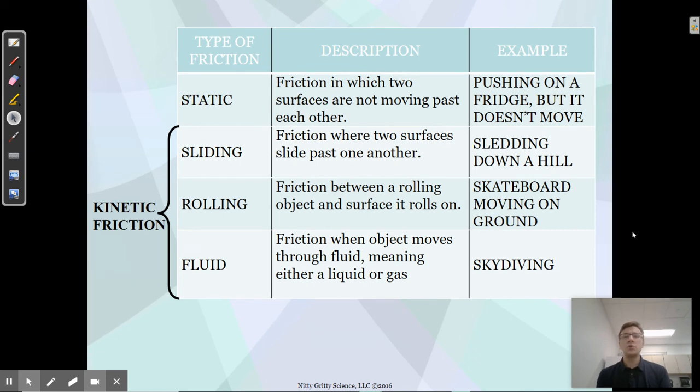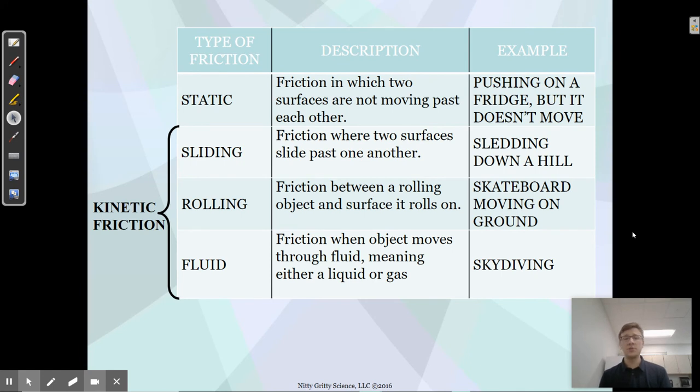Now, sliding friction is probably the one that you think of more commonly. The example here is sledding down a hill. So obviously, if you tried to go sledding on grass, not going to work so well. If you try to go sledding on snow, it's going to work a little bit better. So more friction between the sled and the grass than there is between the sled and the snow. But any two objects that are rubbing against each other as something is moving, sliding friction.